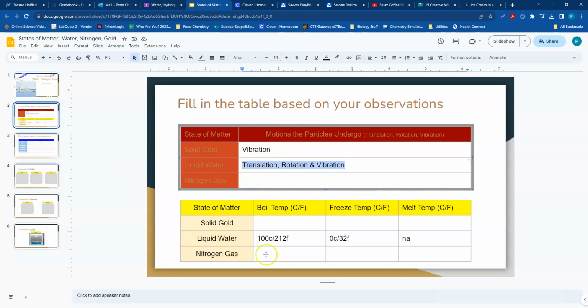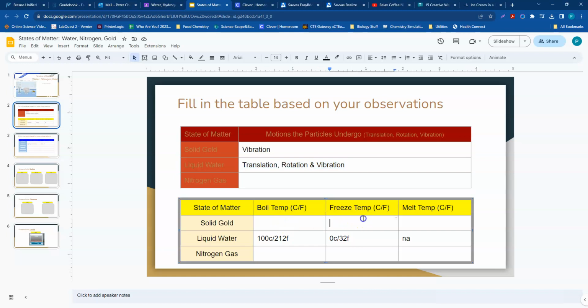So now, the second table. Boil temp, freeze temp, melt temp. And you've got Celsius and Fahrenheit. Now for solid gold, there is not going to be a boil and freeze temp. There's only going to be a melt temp. And for liquid water and nitrogen gas, they do not include a melt temp. So you can put NA for those. And for gold, these are going to be NA as well. But you will look up these other two.